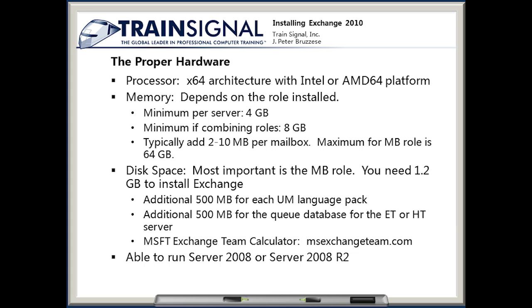Now, as for the memory, it really depends on the role that's installed. But more memory never hurts a server. The more memory you can get, the better. The minimum per server is 4 gigabytes. The minimum, if you're combining roles, is 8 gigabytes. So in our situation, we're looking at combining 4 different roles. At the same time, you have to consider adding 2 to 10 megabytes per mailbox. So if we're looking at how much memory to put on a system, it really depends on the number of roles that you're combining, and if it's a mailbox server, the number of mailboxes. So we can start figuring that out and adding it all up. In our case, we're going to go with a standard 16 gigabyte server.